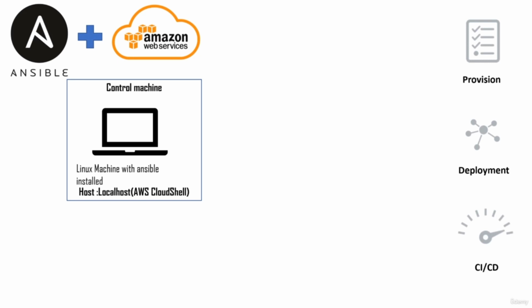Currently, the control machine cannot be Windows and it does not support Windows. And it is always known as localhost. So your control machine would always be referred to as a localhost. In our following examples, we'll be running our control machine in the AWS Cloud Shell.